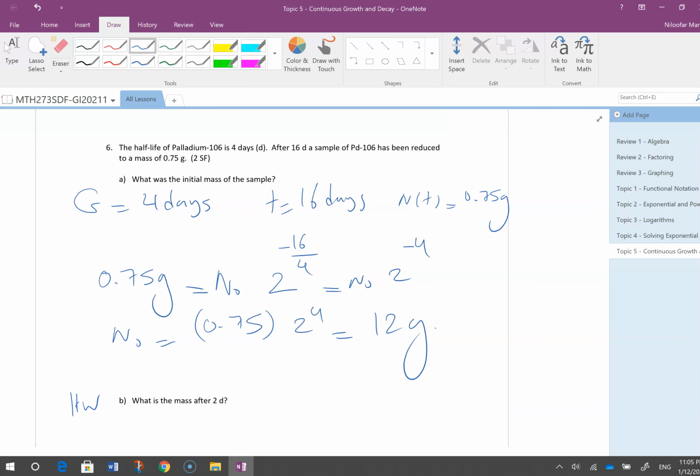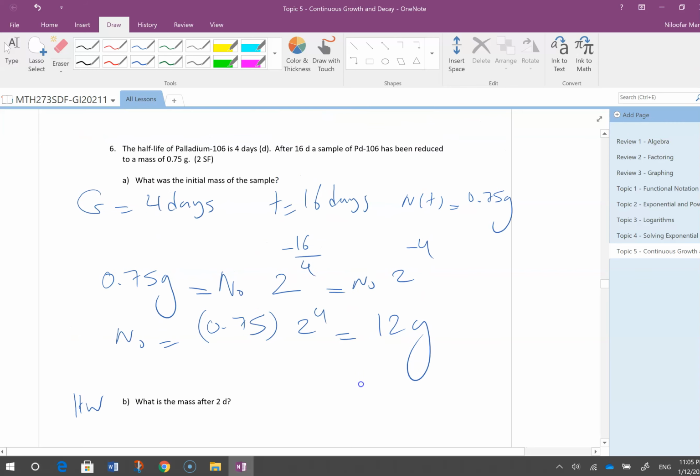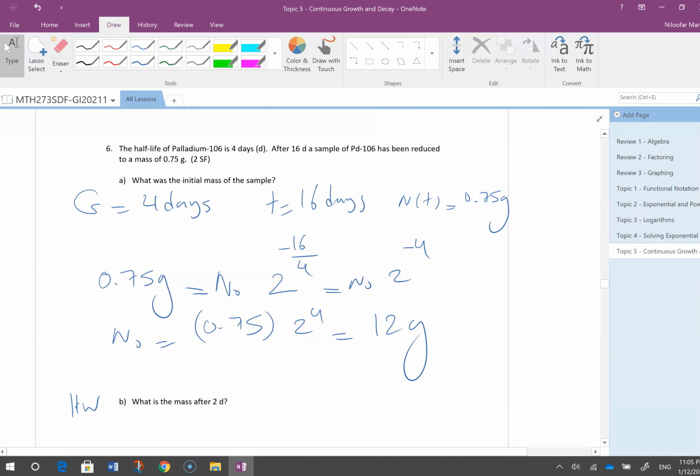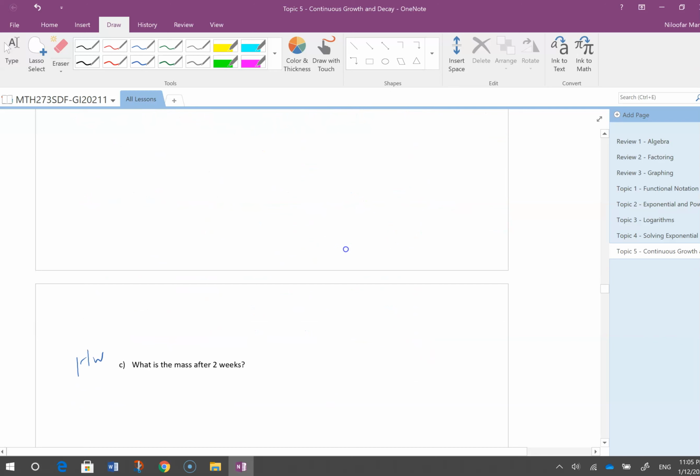The next part is just homework, because it says what is the mass after 2 days. You just have to substitute T equals 2 days. Day is fine because all of them are days. You don't need to do any conversion. Day is the same as day that I see from the beginning of the question. So half-life is in days, so this is days as well.